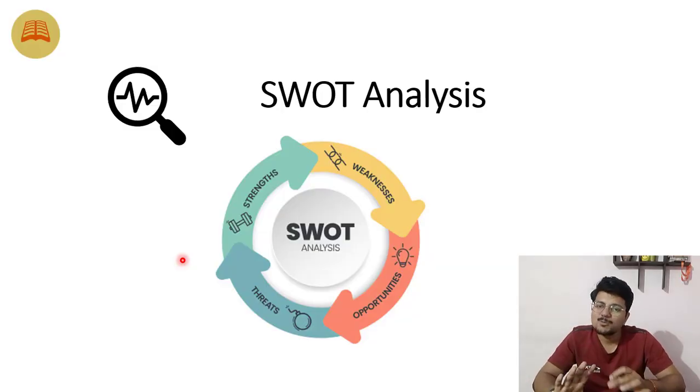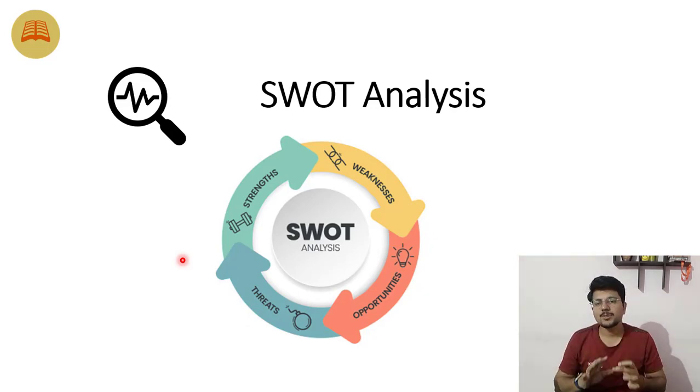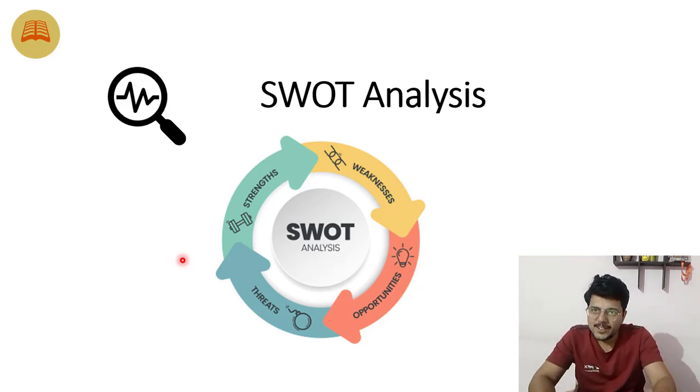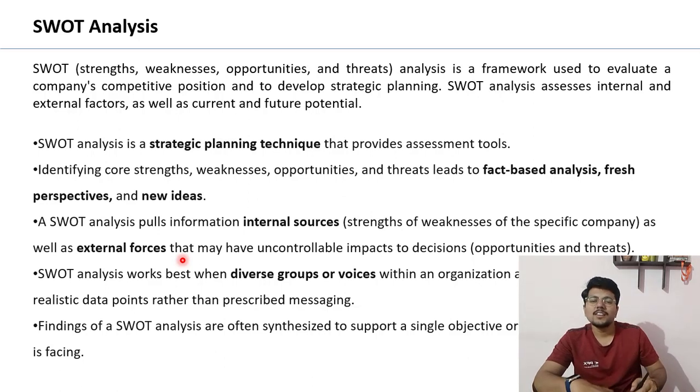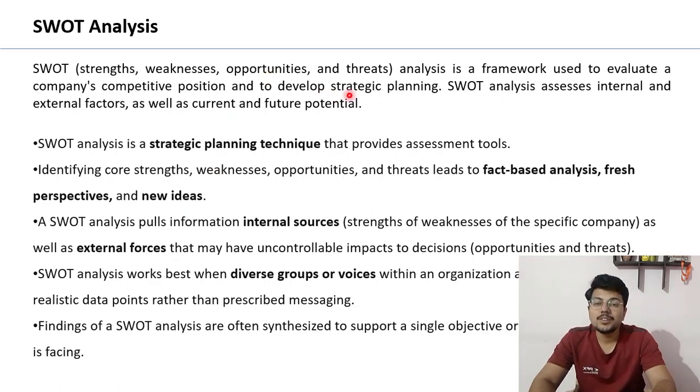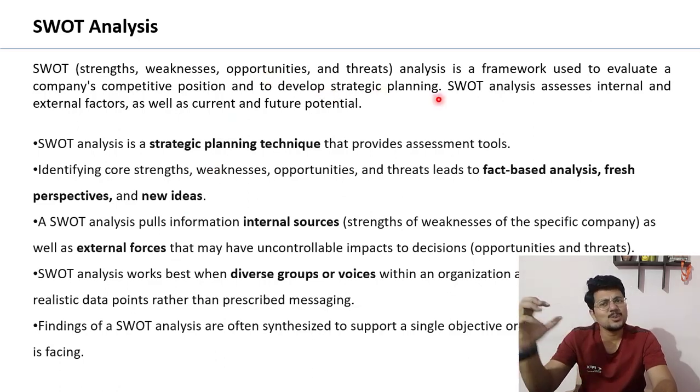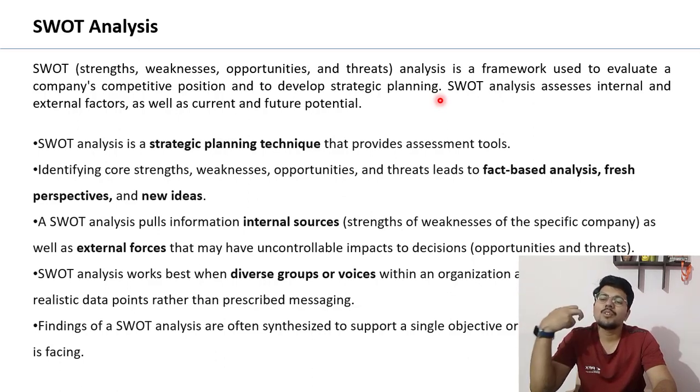In this lesson, we are going to understand SWOT analysis. SWOT stands for strength, weakness, opportunities, and threat. So let's understand it. SWOT analysis is a framework used to evaluate a company's competitive position to develop planning. So it is used for organizations, and at the same time it can be used for personal use as well. So it's a strategic planning technique.